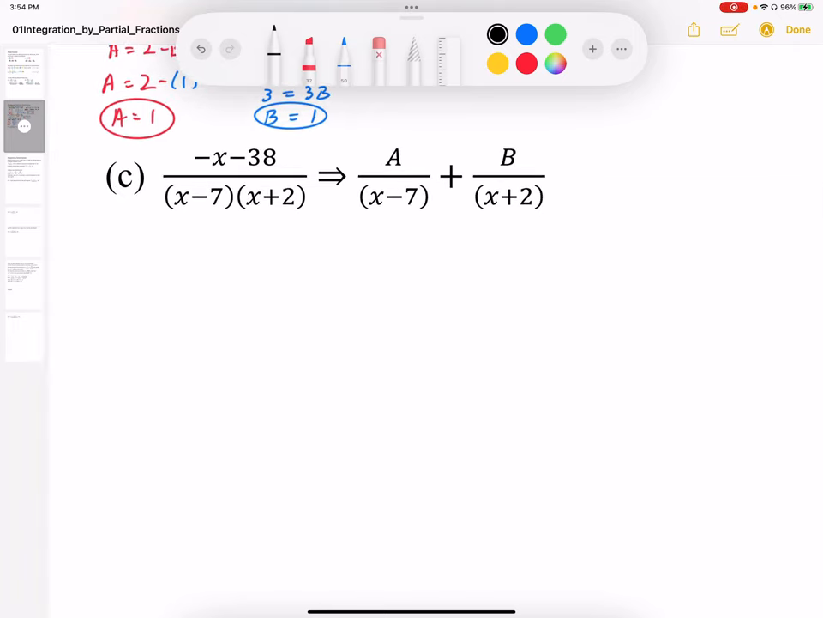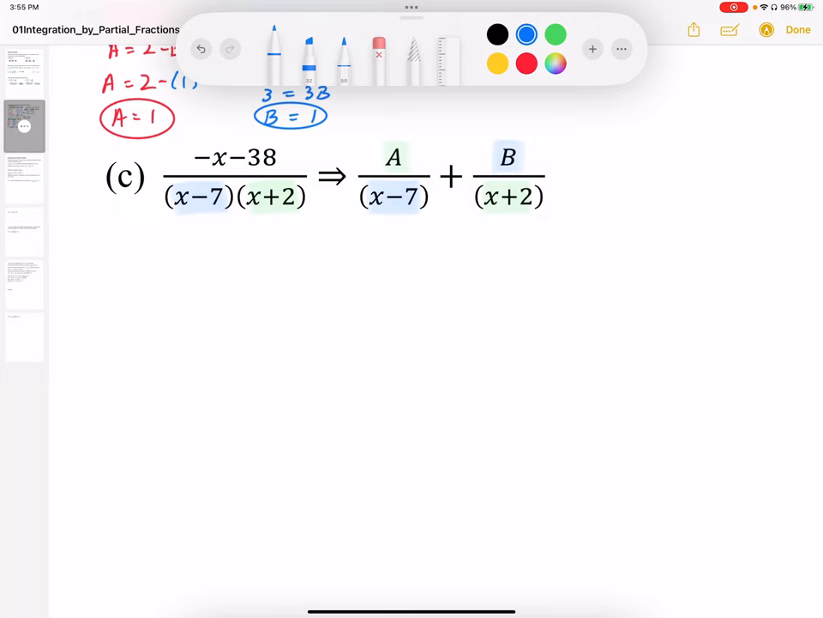So we're going to set this up the same way. So we have our denominators, x plus 7, x minus 7, x plus 2. We're going to split up the fraction into an x minus 7 denominator and separately an x plus 2 denominator. And then we're going to cross multiply that to generate the numerator, which is negative x minus 38.